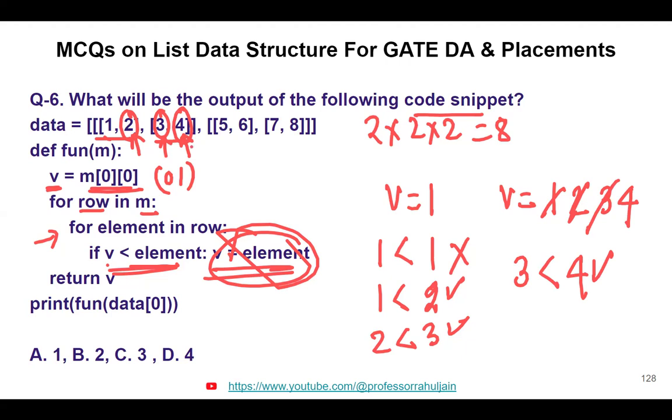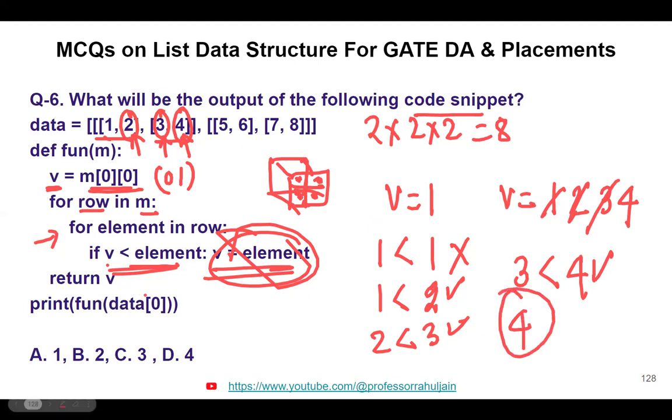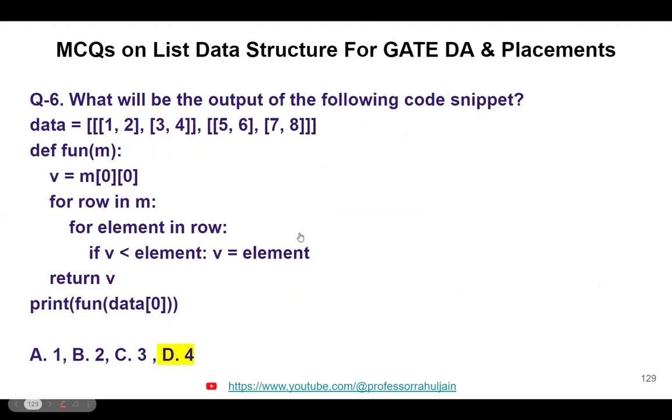And we have just iterated our complete row, because it is a 3D array. All the rows and all these 4 columns have been done. So currently, v is going to hold 4. And what we are writing is function data 0. Whatever we return into v is what it gives, so v is going to return 4. So option D is the correct answer here.